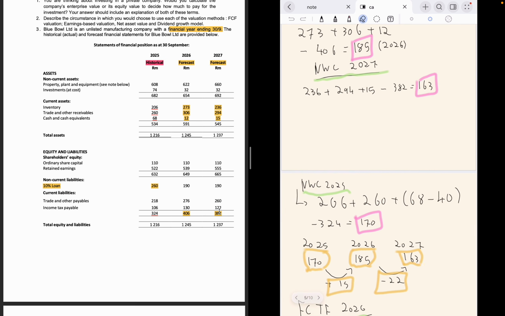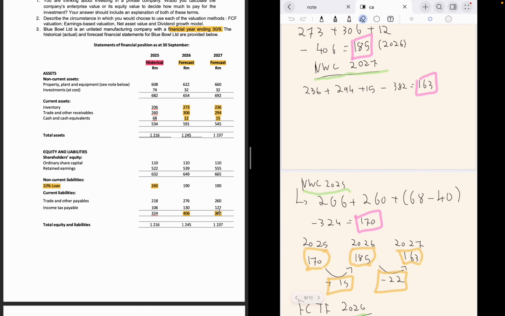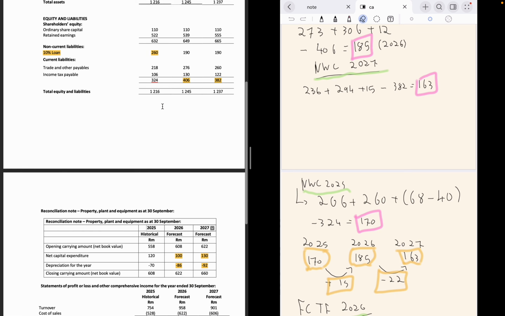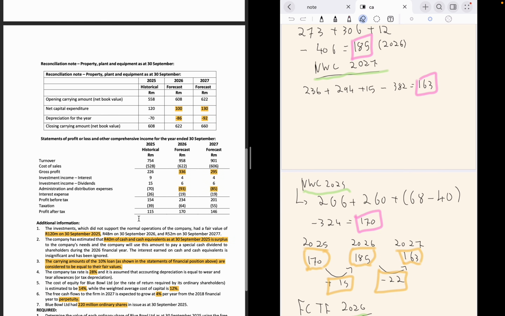We also need to calculate it for 2025, and this is where it gets not tricky, but just be sure not to make this mistake. So we go 206 plus 260. However, we add 68, but this is where this information is important. They tell us the company has 40 million of cash and cash equivalents surplus to the company's needs.